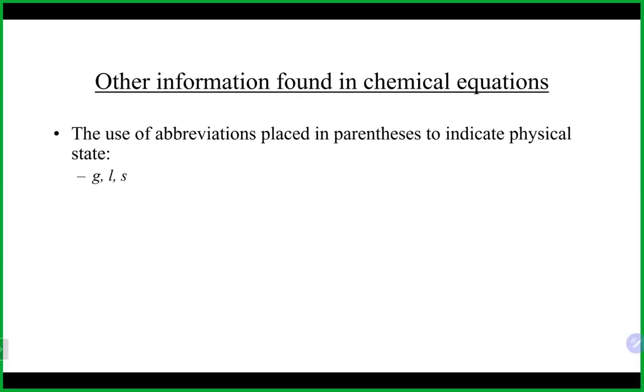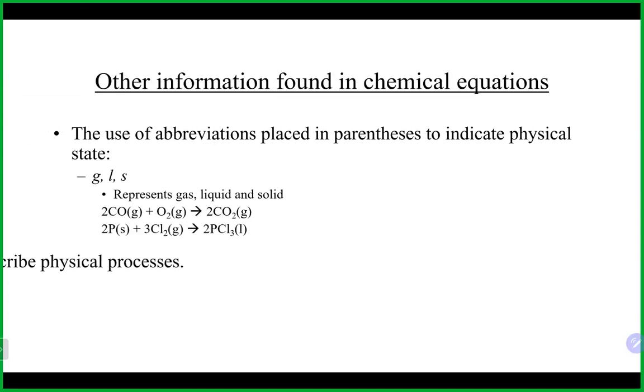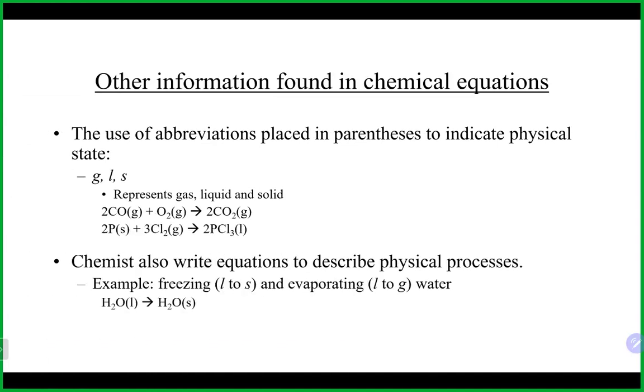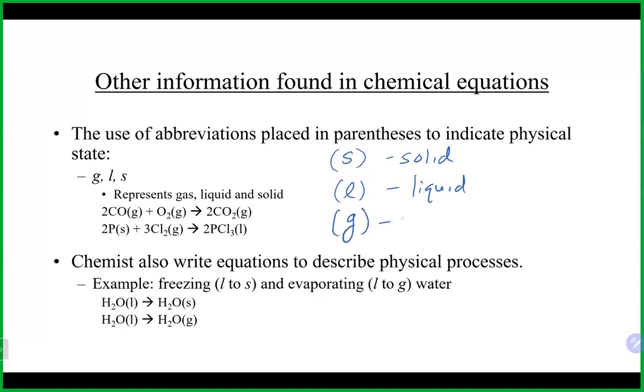Now, let's talk about some other information that we very often see in chemical equations. We oftentimes will see the states of everybody. And when we're talking about that, what state is everybody in? Is it a solid? Is it a liquid? Is it a gas? So we oftentimes will see an S next to the formula, which obviously means it's a solid. We'll sometimes see an L next to the formula, which means it's a liquid. We will see a G next to the formula, which means it is a gas.